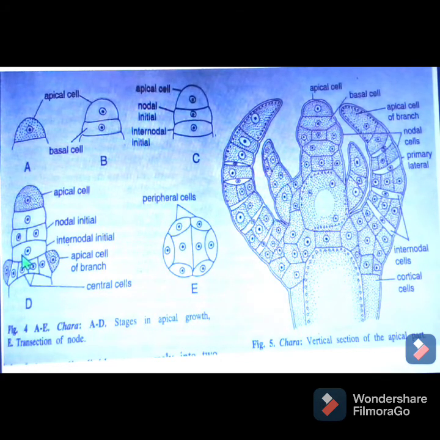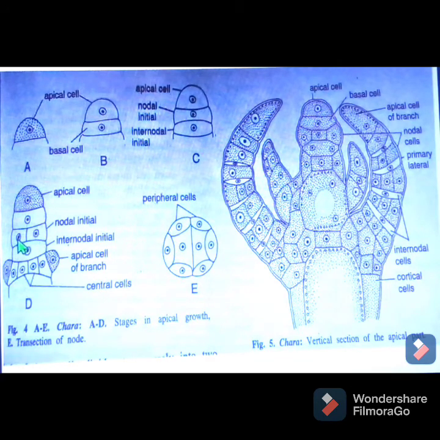Now coming to this internodal initial cell here, it does not divide any further, and it elongates much more to form a long internode. It will just elongate. You can see the difference here and here. So it will just elongate to form a long internode cell.